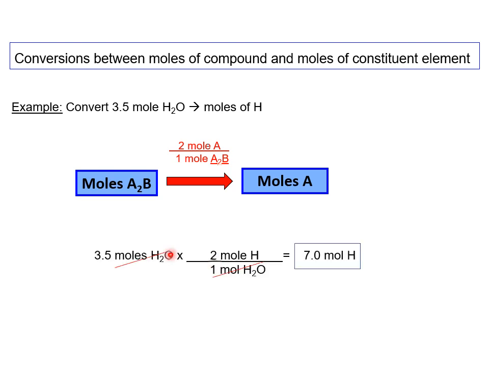So I start off with the 3.5 moles of H2O. For every 1 mole of H2O, I have 2 moles of hydrogen, right? So the subscript here can be a mole-to-mole relationship or a number-to-number relationship. And then I multiply through and I get 7 moles of hydrogen, or 7.0 moles of hydrogen, as my final answer.